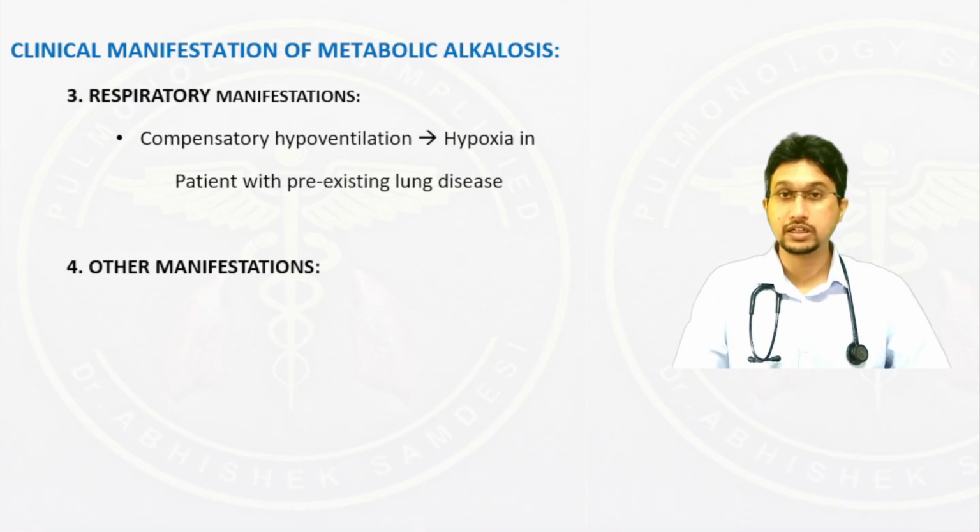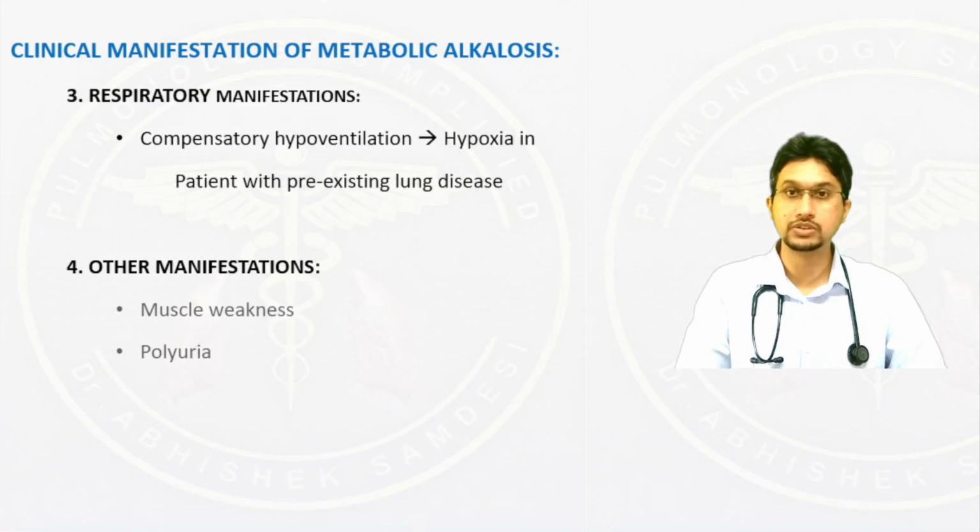This compensatory hypoventilation in a normal person doesn't have any implication. But if the patient has pre-existing lung disease, the compensatory hypoventilation can result in hypoxemia as well as hypercapnia. The other manifestations of metabolic alkalosis are muscle weakness and polyuria. So these are the clinical manifestations of metabolic alkalosis.